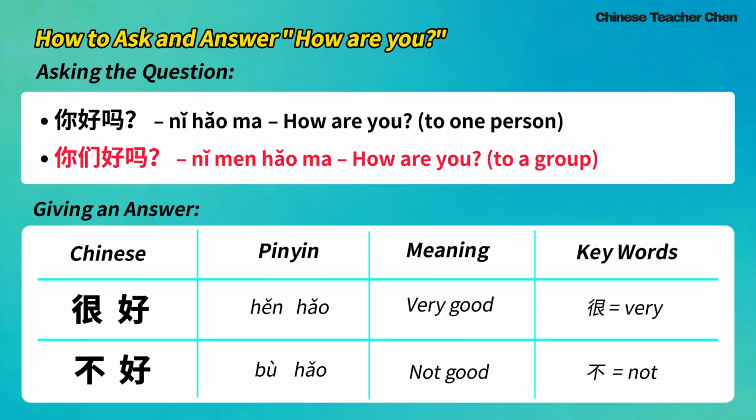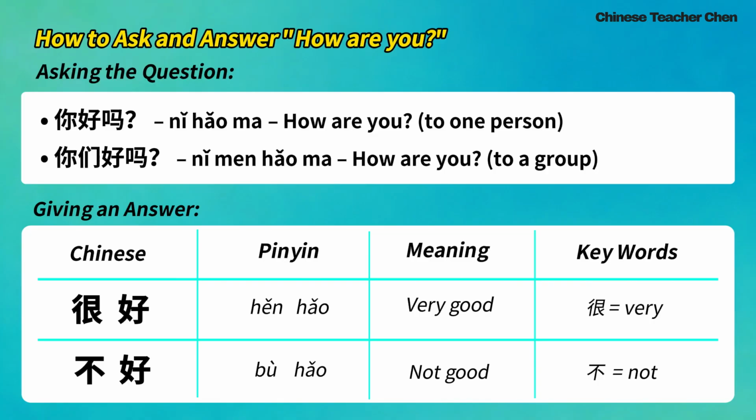你们好吗? To ask more than one person, you say 你们好吗? This follows the same pattern we learned earlier. Use 你 for one person, 你们 for a group. Now, how do you answer? Here are 2 common 2-word answers.